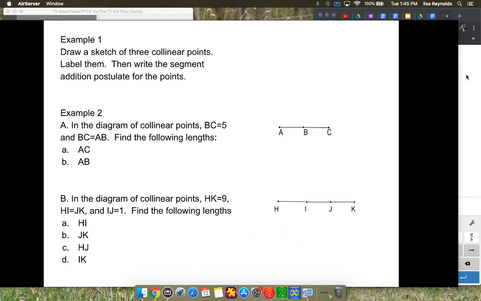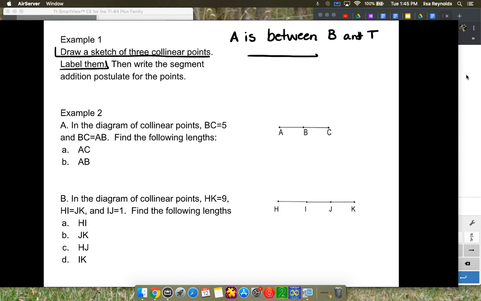So in our first problem, we are asked to draw a sketch of 3 collinear points and label them. I'm going to draw this so that A is between B and T. So I have my point A between my point B and my point T.